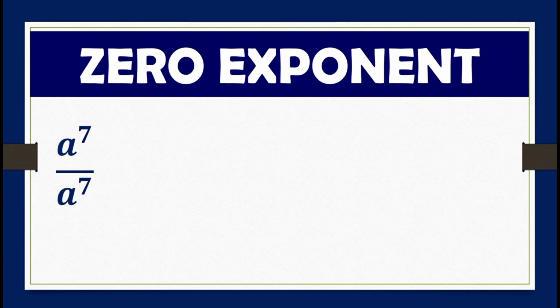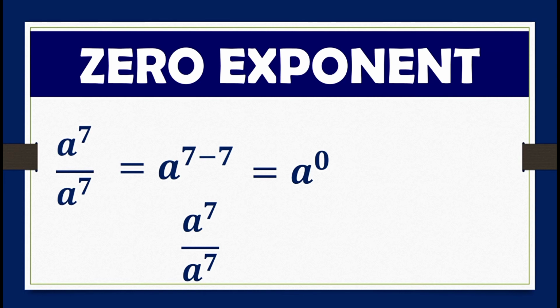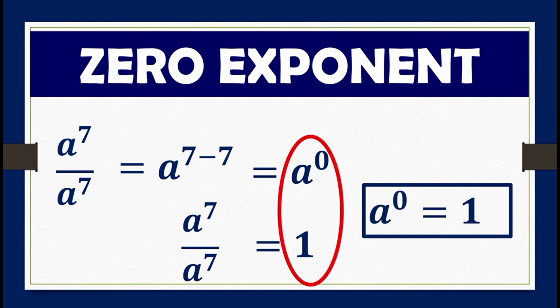This leads us to a raised to 7 minus 7. Here, the difference of 7 minus 7 is 0. So therefore, our result is a raised to 0. On the other hand, if we utilize the concept of a number divided by itself, the result is equal to 1. So it follows that a^7 over a^7 is equal to 1. Here is a proof that a raised to 0 is equal to 1.